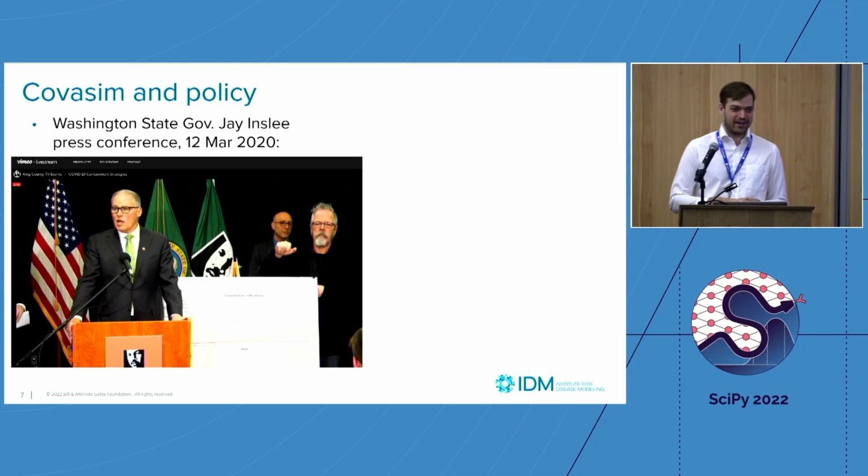So just to give an idea of how quickly this Covasim started being used for policy, the first ever release of Covasim was on, I think, the 10th of March, 2020. And by the 12th of March, the governor of Washington State, Jay Inslee, gave a press conference using the output. This is the very first graph that Covasim produced in the background as an explanation for why there was going to be a lockdown.